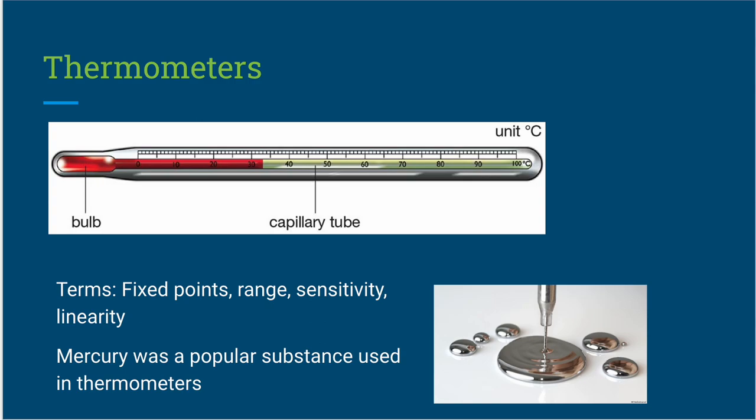And mercury was a popular substance used in thermometers, and this is because it's the only known metal which remains as a liquid at room temperature. All the others would be solid, and it also has a high boiling point, so it can measure up to high temperatures.